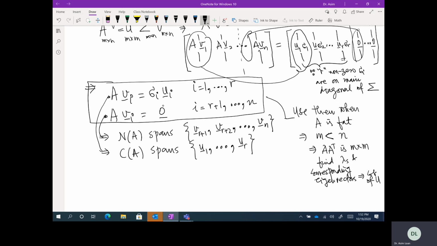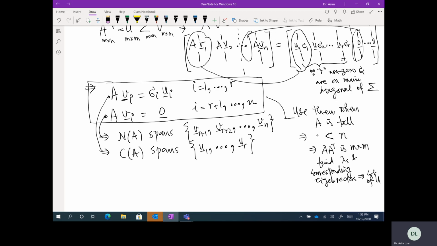Sorry, this is not for a fat matrix. This is for a tall matrix. When A is tall, I'm sorry, because I want to find the V's actually.